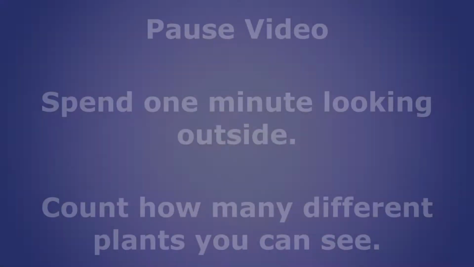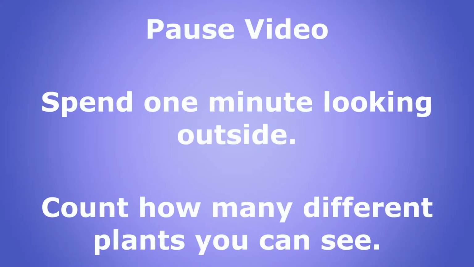Okay. Now we're going to do an activity. You're going to go to a window, look out from a door, or go outside. We're going to spend 1 minute observing the different plants that we can see there. Pause the video while you do this and resume in 1 minute. Welcome back. Did you see any plants? How many total plants did you see? Remember, every individual organism counts as one plant.